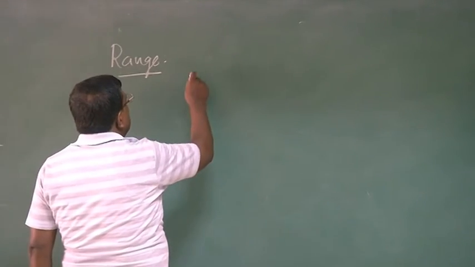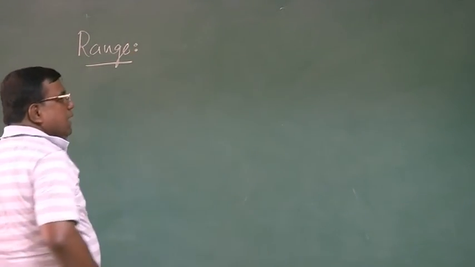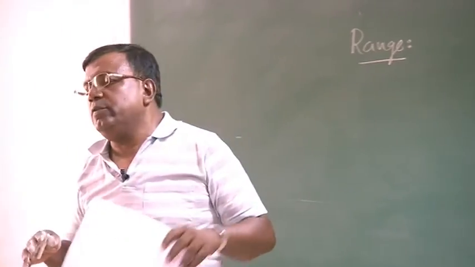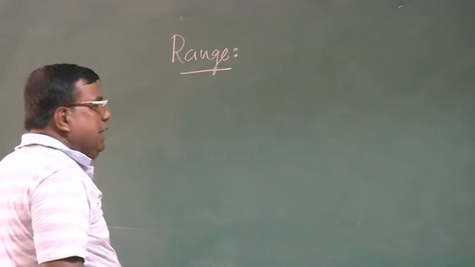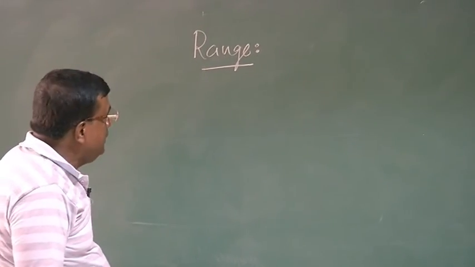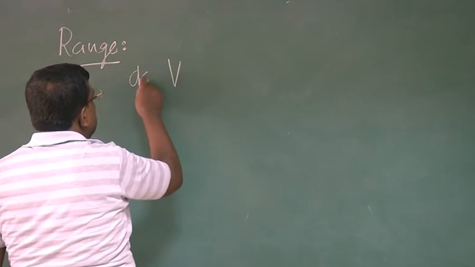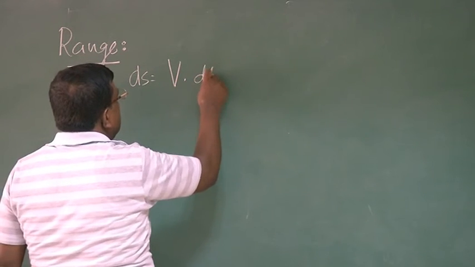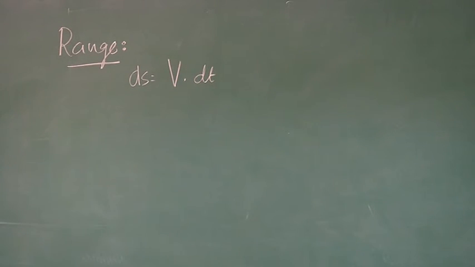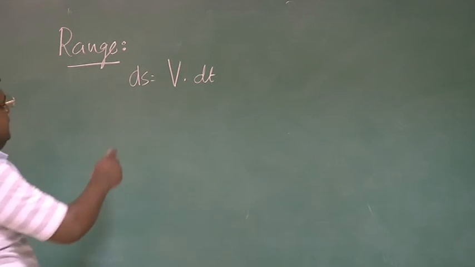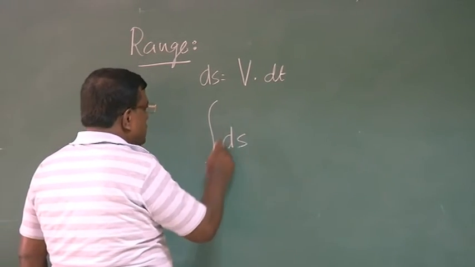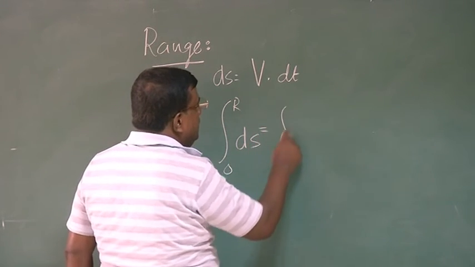Fundamentally, what is range? Please understand, typically range means the total range from takeoff to landing. But here we are focused mostly on the range during the cruise. So this is approximate, but very handy for designing an airplane. If it is a cruise, then a small distance traveled will be V into dt. That's the distance. So if I integrate this, ds from 0 to range, it is equal to the integral of V dt.